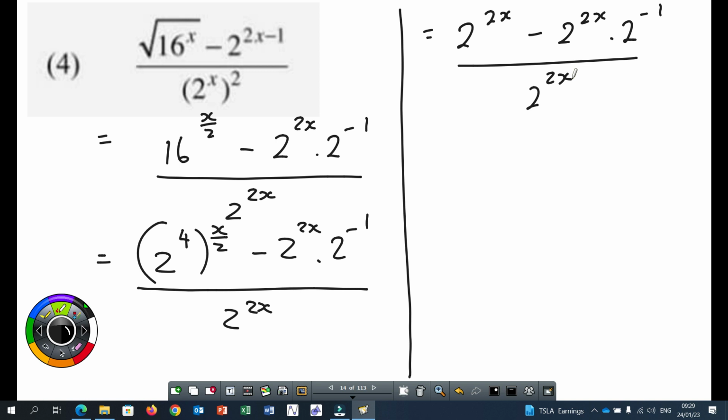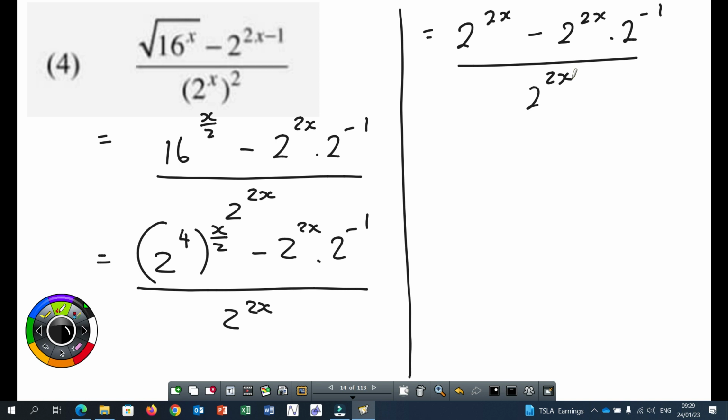Aren't you also supposed to square the 2 in the denominator? No. It's a good question.